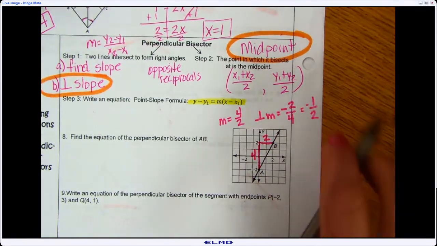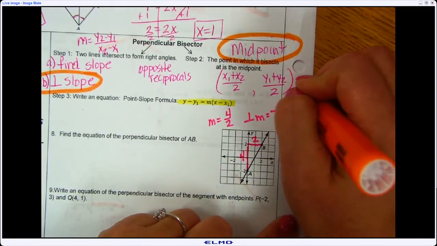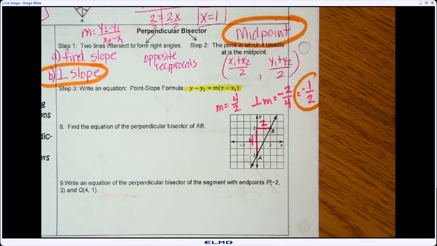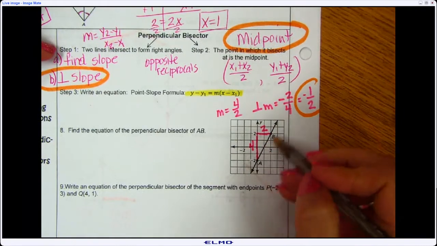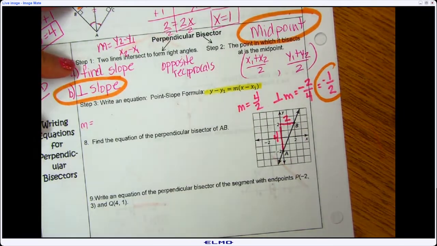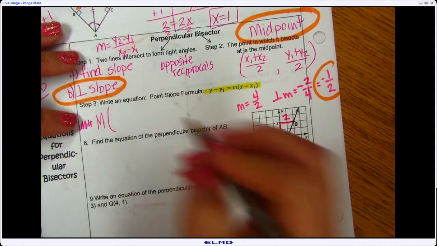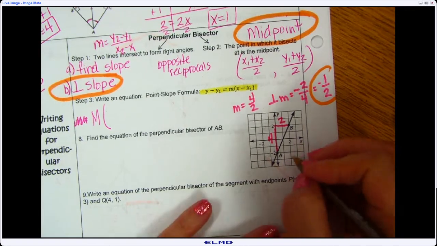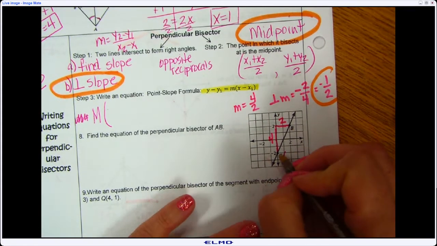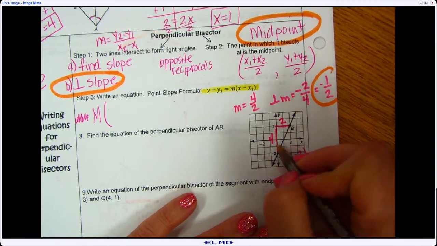All right, so this is the slope that I'm going to use because it says to use the perpendicular slope. Step 2 says to find my midpoint. So I'm going to use this part up here. My midpoint says to add the x values. So point A is at 0, negative 2. Point B is at 2, 2.